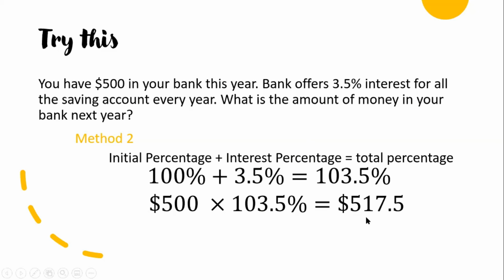What if the question asks what is the increment of the money in your bank next year? Increment is what you're asking for, which is the 3.5% equal to how much. So if they're asking for the increment, you just leave your answer as $17.5. This is your answer if they're asking what is the increment. You need to make it very clear, because exams can be very tricky.